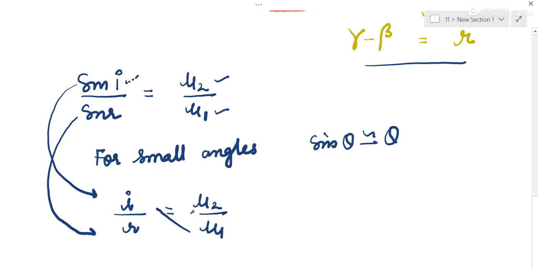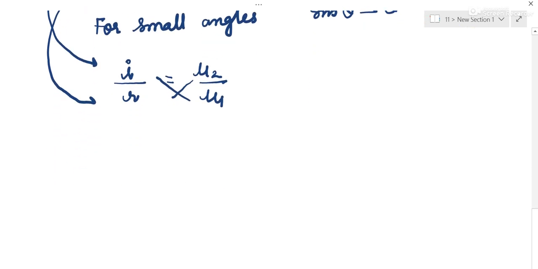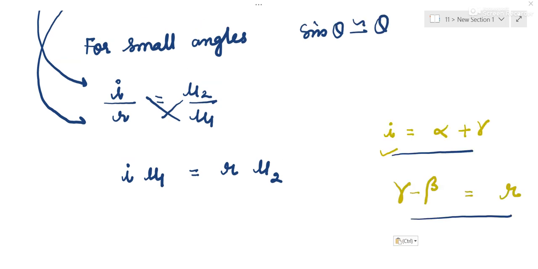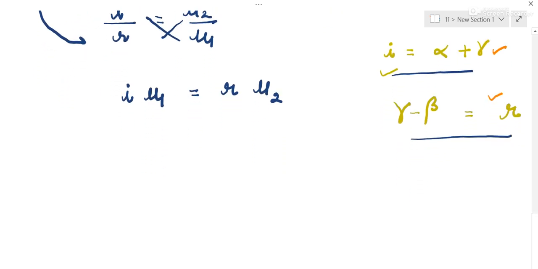Now we will cross multiply. So that will be I into mu 1 and R into mu 2. Here we will substitute the value of I and R, which I obtained. Let us substitute. It's alpha plus gamma into mu 1 is equal to gamma minus beta into mu 2.